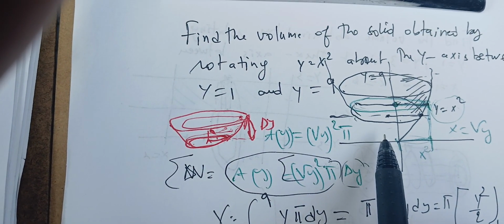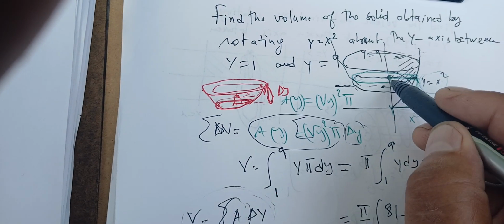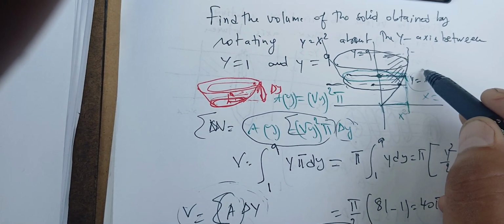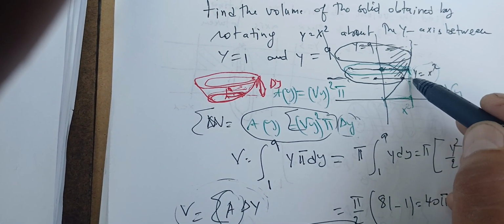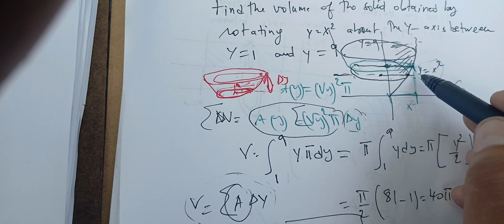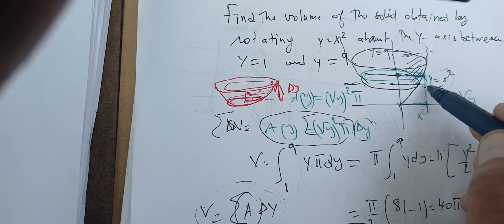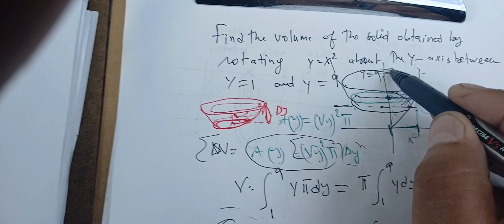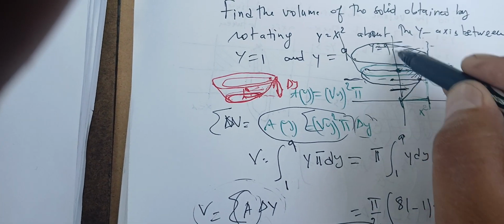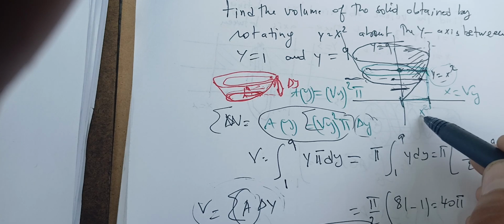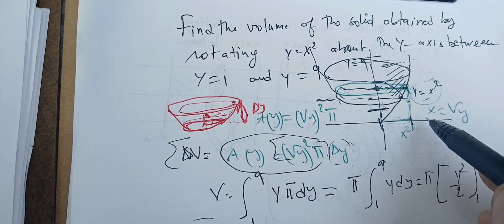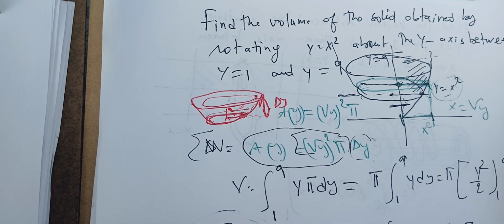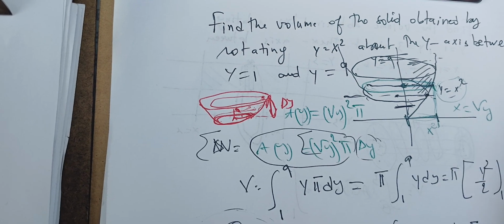The only thing is, we need to transform this function of x into some function of y. This distance is in function of x, but you want to integrate with respect to y. So that's why we have to transform x to y, and this is the only thing new here.